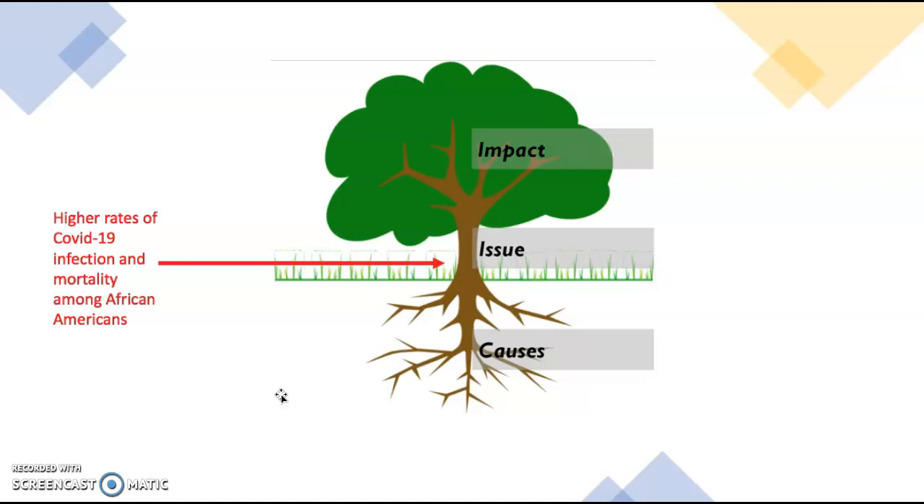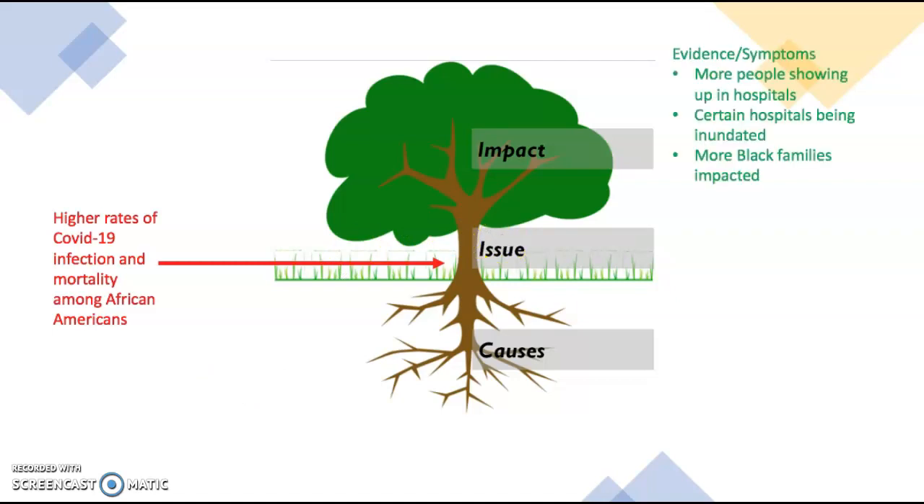Scientists, healthcare providers are indicating that we're seeing higher rates of COVID-19 infection and mortality among African Americans in the United States. African Americans make up roughly 13% of the US population, but they are represented in much higher numbers in terms of rates of infection or rates of mortality. So doing this problem tree exercise, we could identify what some of the symptoms or the evidence of that are. How do we know that's true, or where do we see this problem showing up?